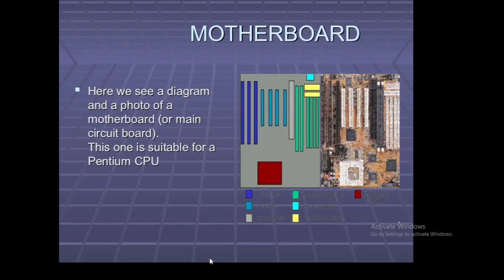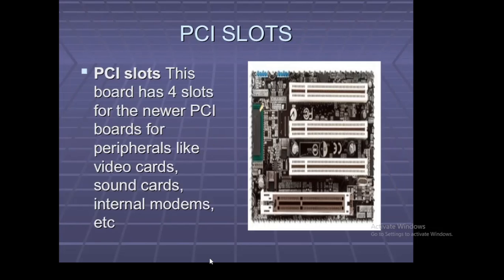Here we see a diagram and a photo of a motherboard. This one is suitable for a Pentium CPU. PCI slots. This board has 4 slots for PCI boards for peripherals like video card, sound card, internal modems, and etc. This is PCI slot 1, 2, 3, 4.